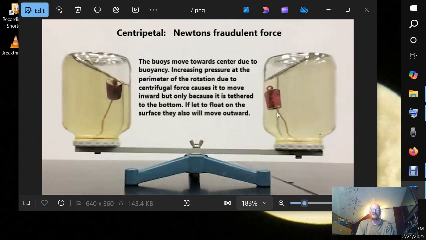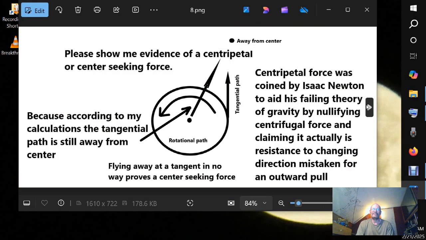If these tethers weren't there on the bottom and these were just floating on this little bit of surface water here, they also would move to the outside because they're subject to centrifugal force, just like the water is. That's why the water's moving to the outside. These float, they're trying to float to the inside because the pressure's increasing at the outside. Is that not obvious? Centripetal force is fake.